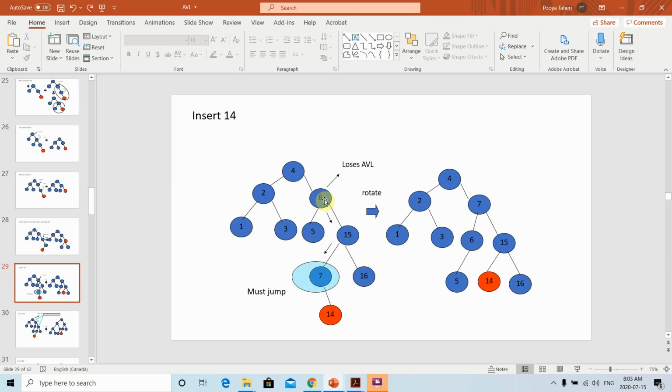Or you can think that from the pivot, if you want to go towards the newly inserted node, the first two moves that we have to do are right and left. So this is an RL case. What is the rotation for an RL case? A double rotation, a right rotation, then a left rotation.